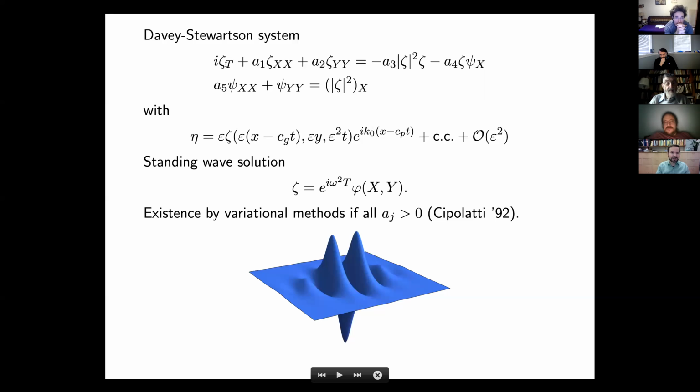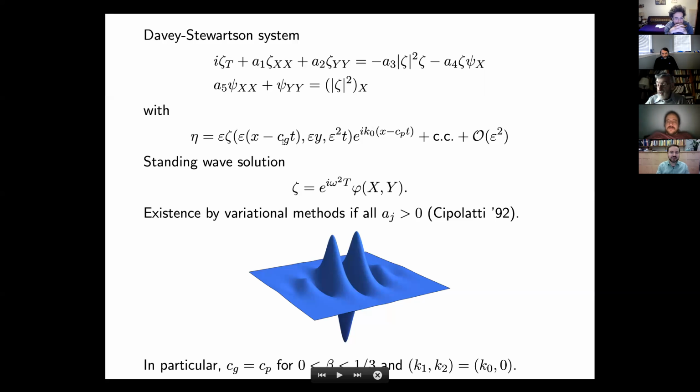Okay, so the Davey-Stewartson system is known to have localized standing wave solutions if all of these coefficients are positive, and you can get them by variational methods. So one difference is that for KP, you can find an explicit fully localized solution, whereas for Davey-Stewartson, you have to prove it using indirect methods, for example, variational methods. Even though these are standing wave solutions to the Davey-Stewartson system, they correspond in certain cases to traveling waves of the water wave problem.